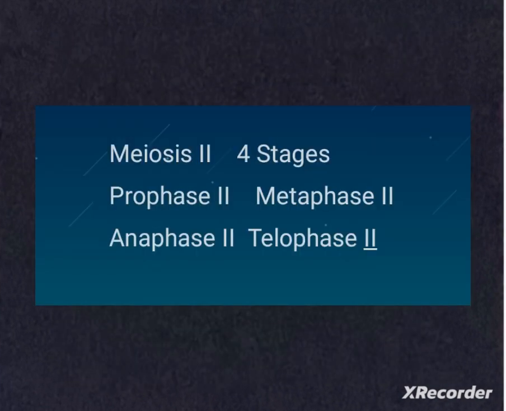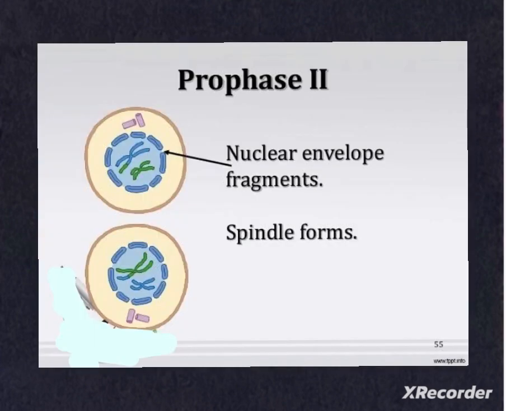Now let's know about meiosis 2. Even meiosis 2 has four stages, same as meiosis 1: prophase 2, metaphase 2, anaphase 2 and telophase 2. Meiosis 2 is the same as mitotic cell division. So let's know about the changes that occur in prophase 2. This stage starts immediately after cytokinesis when the daughter cells are formed. Here the chromosomes condense, the nuclear membrane dissolves, and the cell organelles disappear.